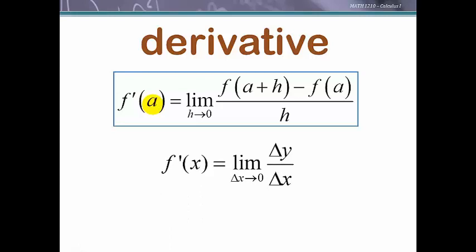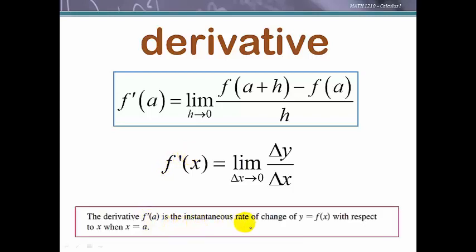We also could write f prime of x, and this would be the derivative of a function with x, and we would say the limit as the change in x approaches 0 of the change in y over the change in x. So this is just simply a slope, and then letting the difference between the x's approach 0, taking this limit, and that would then be called the derivative, and the notation is f prime of x. So the derivative f prime of a is the instantaneous rate of change of y equals f of x with respect to x when x equals a. That's just simply stating that the derivative is the instantaneous rate of change at a given point.